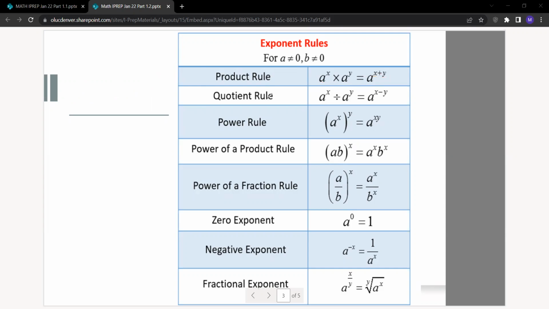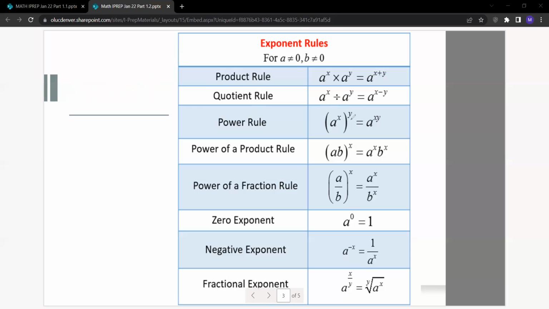The quotient rule is very similar, but it's going to be subtraction. So if we have 3 to the 4th divided by 3 to the 3rd, then all we're going to do is we see a is the same, so we're going to subtract. So 4 minus 3 equals 1, so that equals 3 to the 1. So that is the quotient rule.